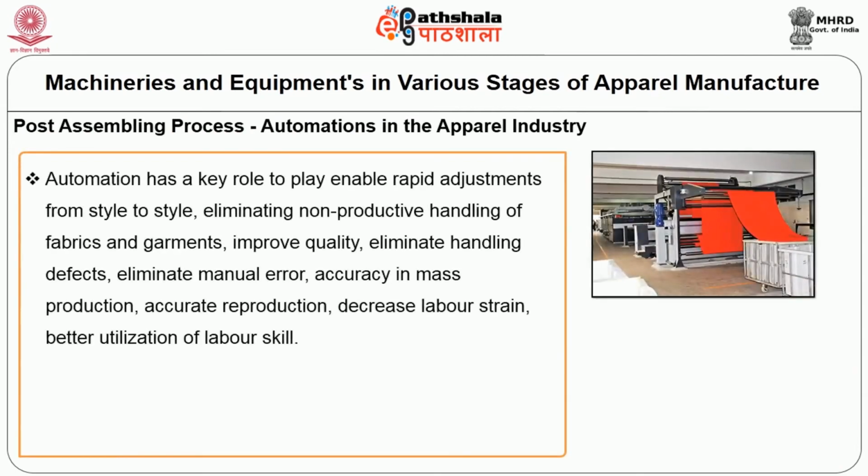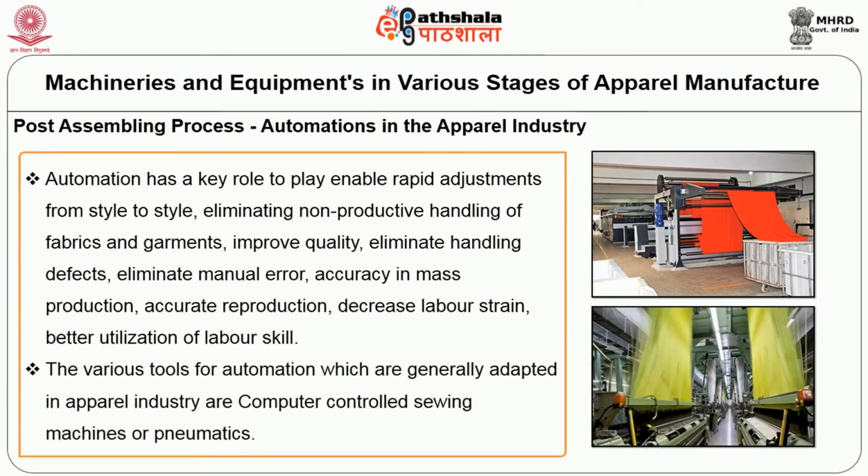Next is automation in the apparel industry. Automation has a key role to play: enable rapid adjustments from style to style, eliminating non-productive handling of fabrics and garments, improve the quality, eliminate handling defects, eliminate manual error, accuracy in mass production, accurate reproduction, decrease the labor strain, better utilization of labor skill, etc.